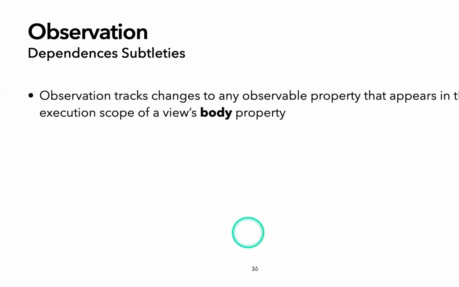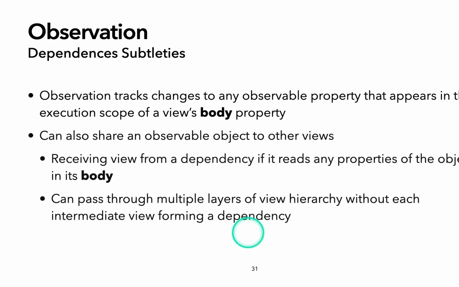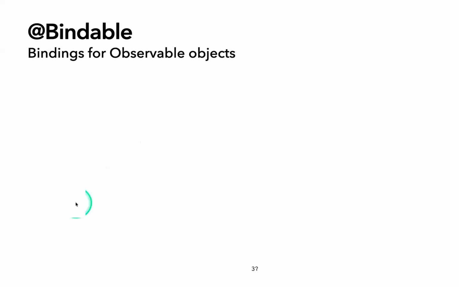So there are some subtleties. You could also share an observable object to other views. So for example, let's say you have a subview and you want that to also have that observable object. You could pass it down into that subview, and that subview can modify that observable object as well. And that view forms dependencies if it reads any properties of the object in its body as well. And there are also mechanisms where you could pass through multiple layers of the view hierarchy. So you could pass through subview, subview, subview without intermediate layers forming dependency if they don't read the properties of that observable object.